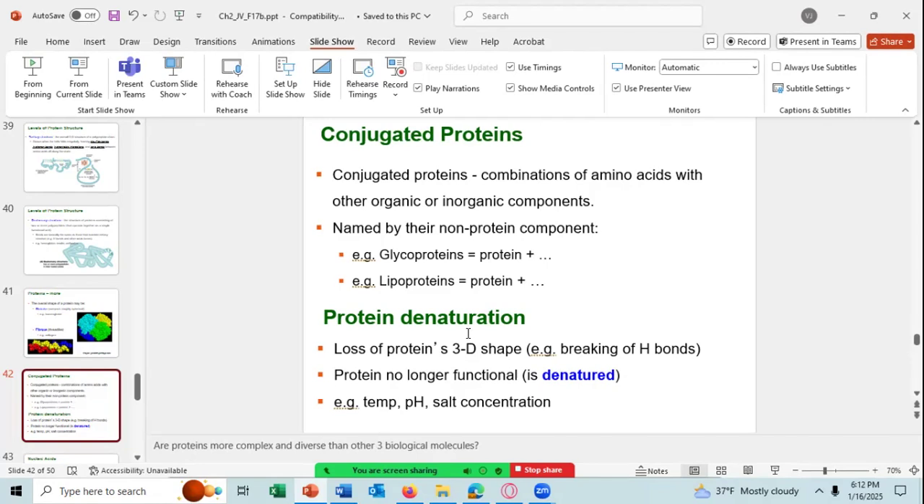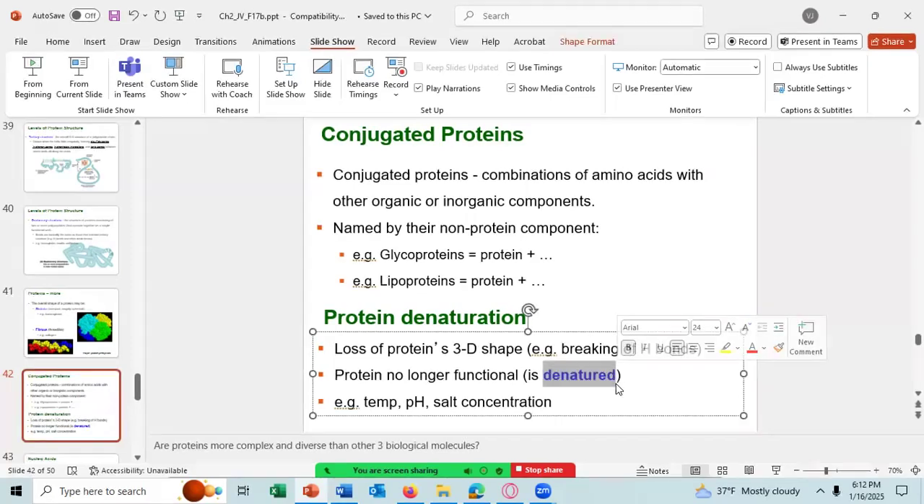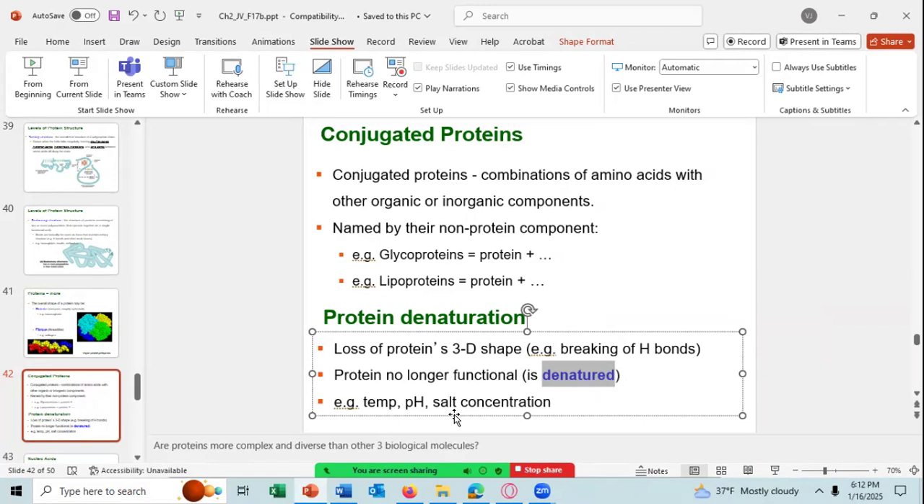And when the protein has totally lost its 3-dimensional shape, can no longer function, we say the protein is totally denatured. So there's partially denatured and then fully or totally denatured. And usually they just use the name denatured to mean fully denatured. A protein can start to denature if it's at its incorrect temperature, its incorrect pH, or its incorrect salt concentration. Any question about any of that?